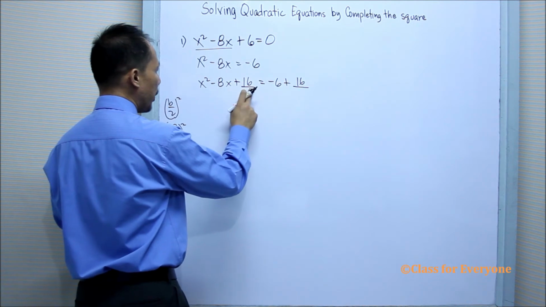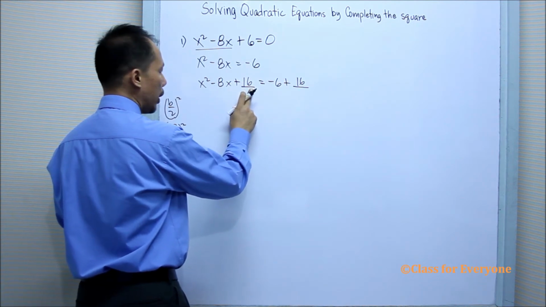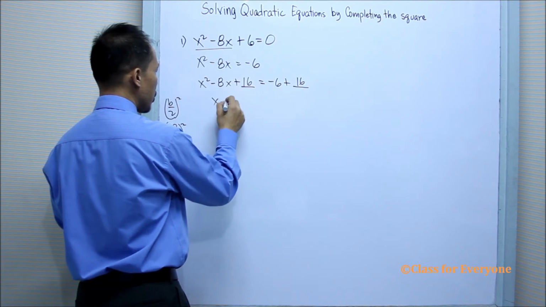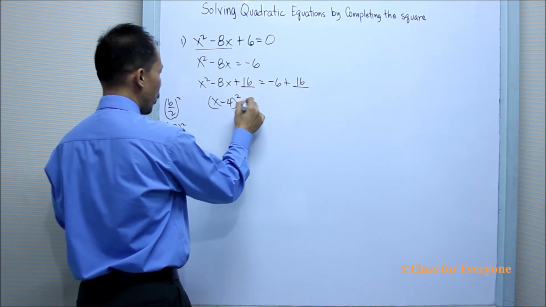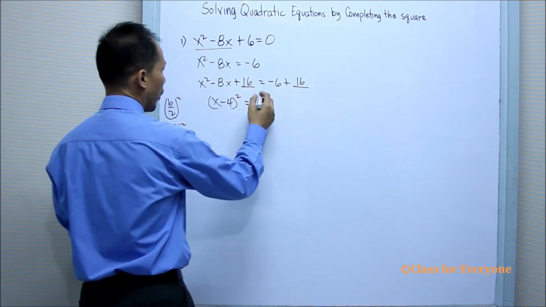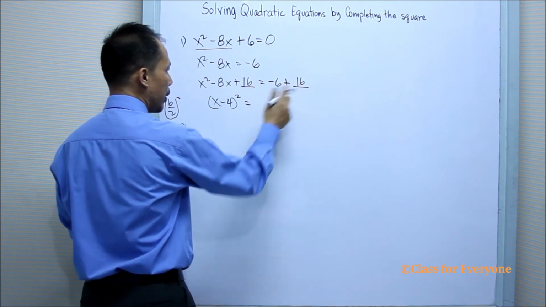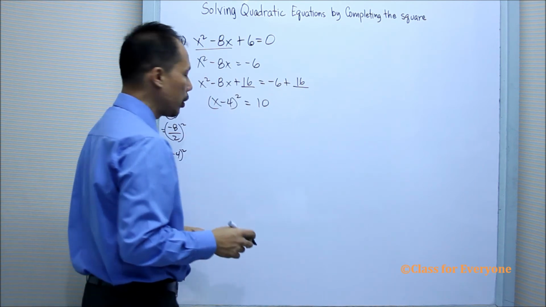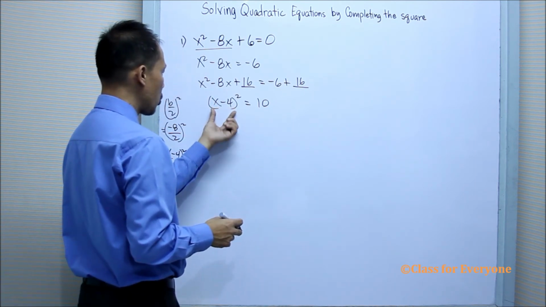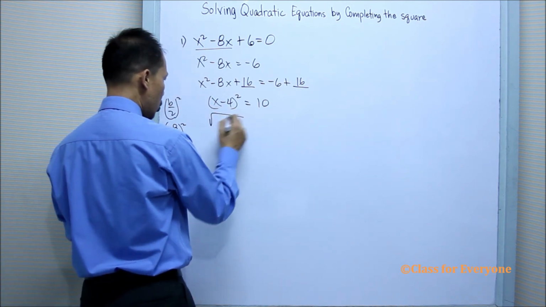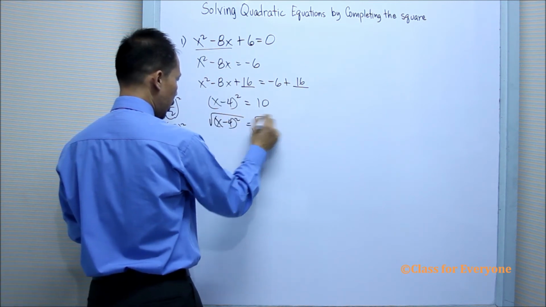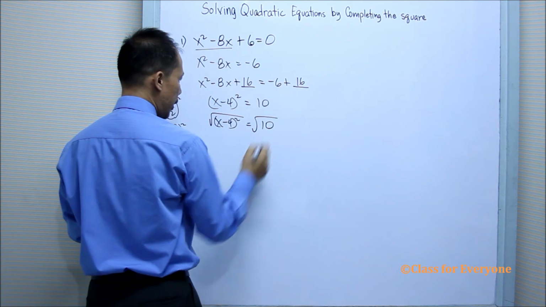This is already a perfect square trinomial. I can now factor this into a perfect square. So it is x minus 4 squared. And then, combining this, we have 10. We can now use extracting the roots because this is already a perfect square. So, getting the square root of the left side, and then getting also the square root of the right side.